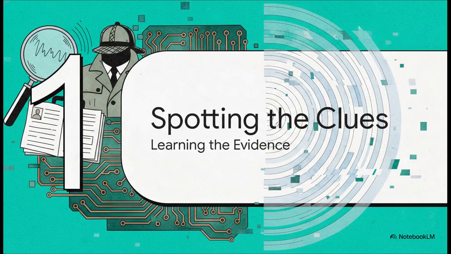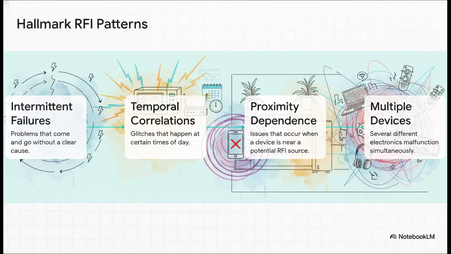So how in the world do you catch an invisible bad guy? Well, just like any good detective, you've got to learn to see the evidence. It's all about recognizing the telltale patterns that this interference leaves behind at the scene of the crime. So here are the 4 big patterns you need to be looking for. First, the problems are intermittent. They just come and go with no rhyme or reason. Second, look for what's called a temporal correlation. Does your Wi-Fi cut out every single time someone uses the microwave? That is a massive clue. Third, proximity. Does your phone only lose its signal in that one specific corner of the room? And finally, this is the big one, the smoking gun: when a bunch of totally different unrelated devices all start glitching out at the exact same time.